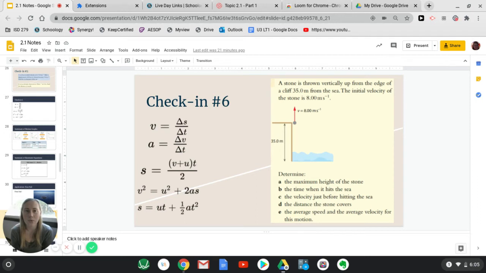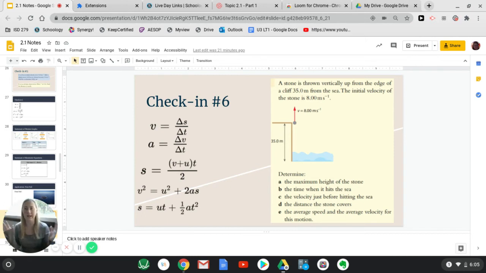And you need to know by personal experience that when you throw something up, it stops at a height, so it has a final velocity of 0. So this will be 0 equals 8 squared plus 2 times 9.8 times S, and you just have to solve for S. So you can figure out exactly how high up it goes. It's not too hard. You should get a height of about 3.26 meters. And that's how high it goes above the 35-meter cliff.